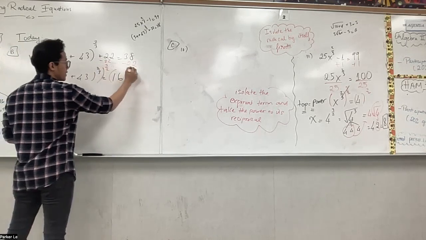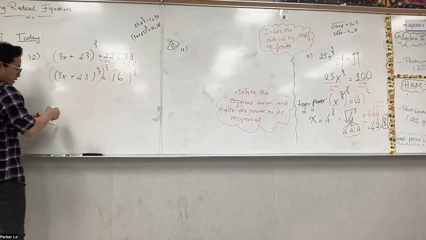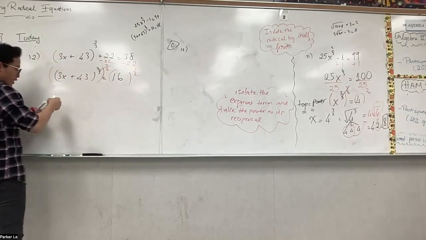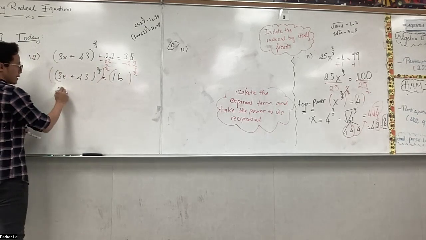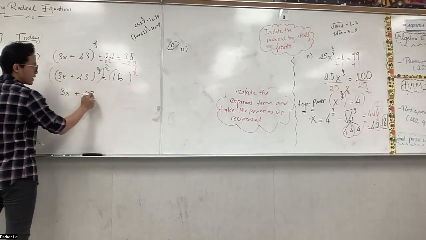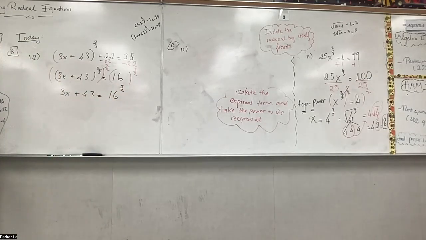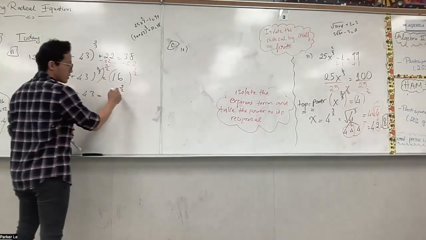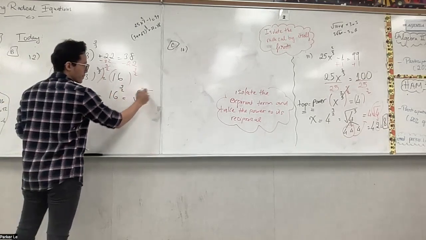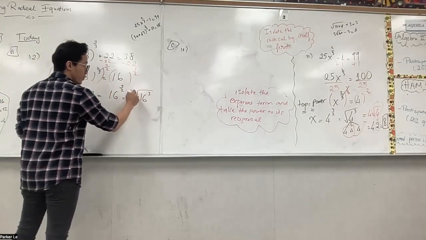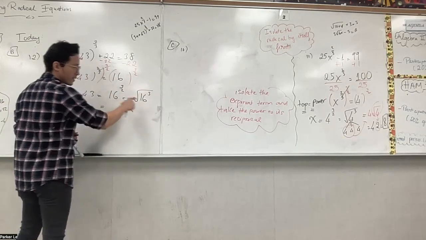Both sides to the power 3/2, because this is going to be canceled out. They're going to give you 1, and that's what you want. So 3x plus 43, and then 16 to the power 3/2, same thing. You're going to do the same thing. What is 16 to the power 3/2?